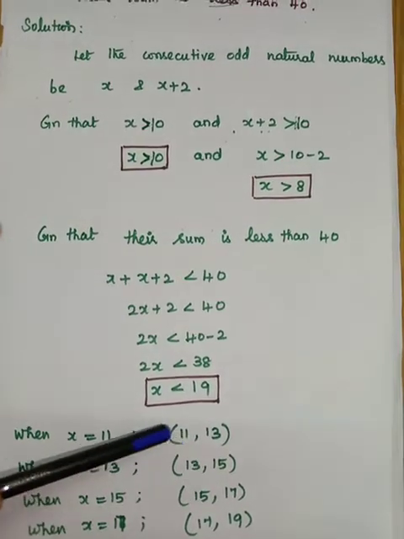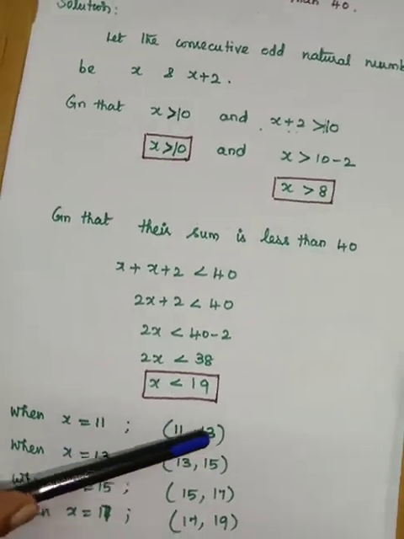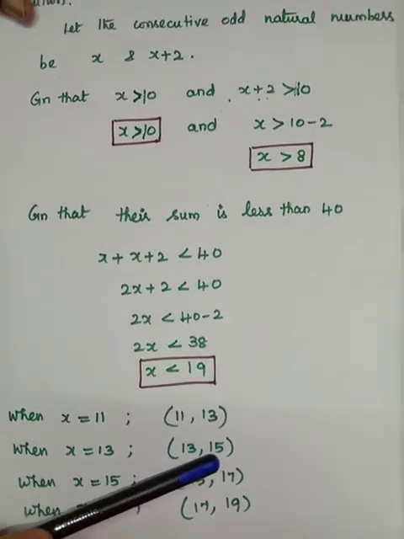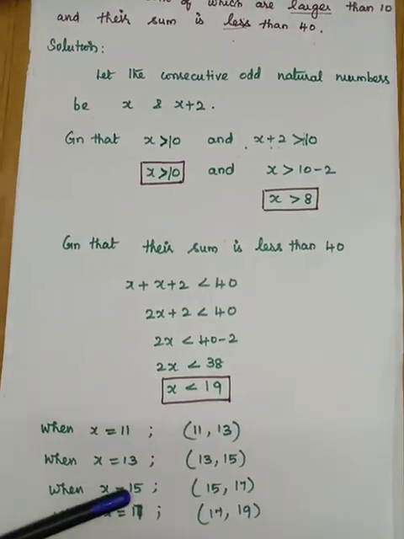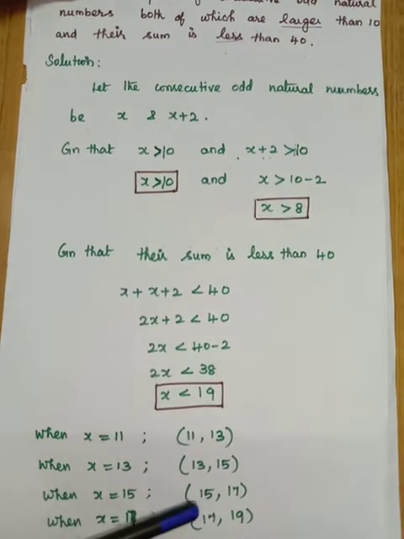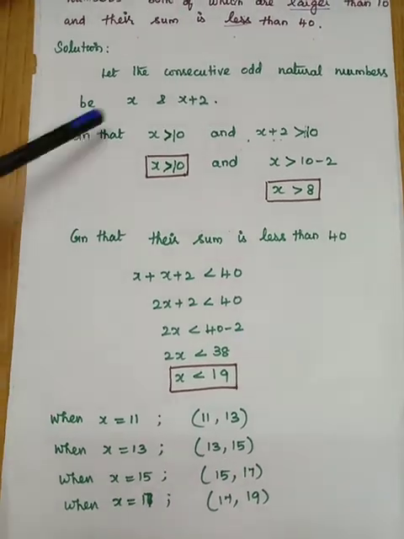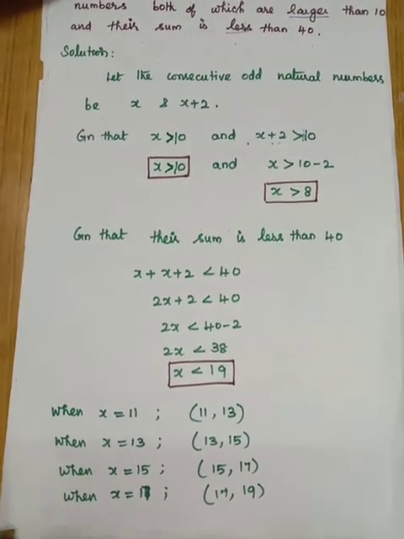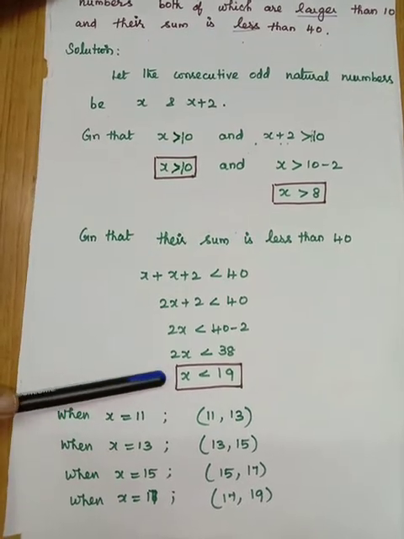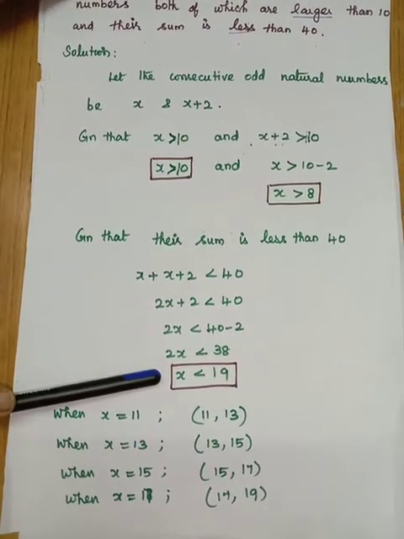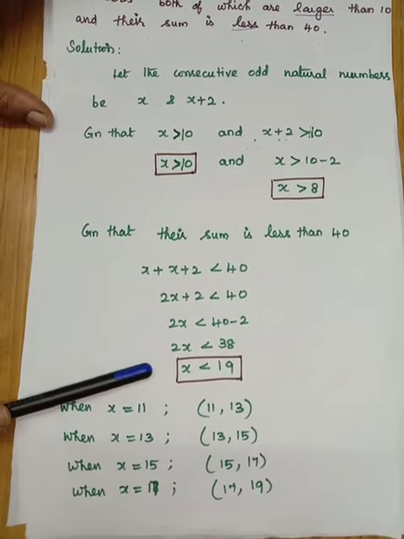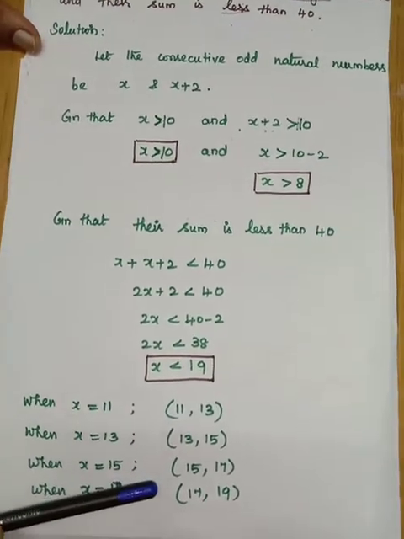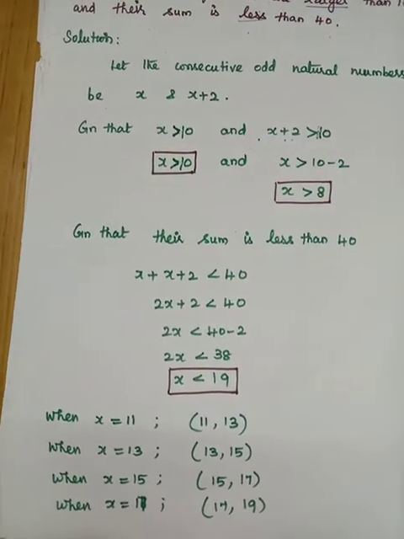So we will get one pair of consecutive odd natural numbers. Then x is equal to 13 means your x plus 2 is 15. So 13, 15, next pair. When x is equal to 15, 15 plus 2 is 17. When x is equal to 17, x plus 2 is 19. Can you take x is equal to 19? Because of this result, x should be less than 19, so we should not take x is equal to 19. So these are the pairs of consecutive odd natural numbers.